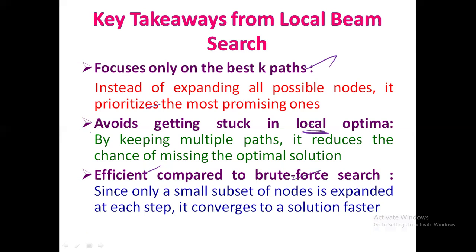The next advantage is that local beam search is more efficient compared to brute force search methods. Since it limits the number of expanded nodes at each step, the algorithm requires significantly less time and memory than exhaustive search techniques. By focusing only on the most relevant paths, it speeds up convergence, making it an excellent choice for optimization problems in artificial intelligence and real-world applications.